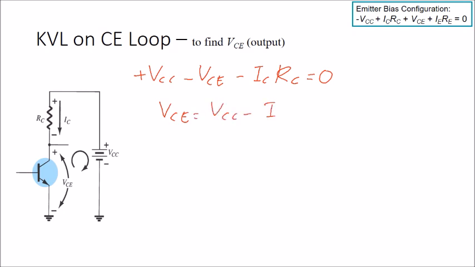If we compare the KVL for the fixed bias configuration and the emitter bias configuration, the difference is only the value of IERE. For the fixed bias configuration, we have no RE, meaning that the value of RE equals 0. That's why you will get this equation without IERE.